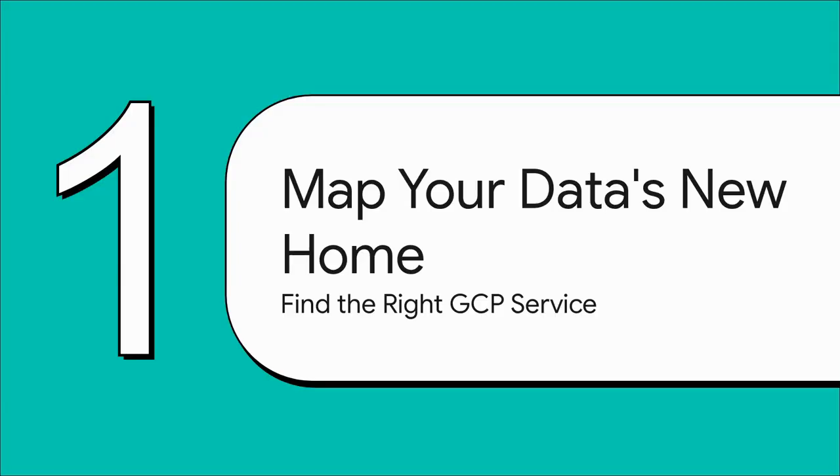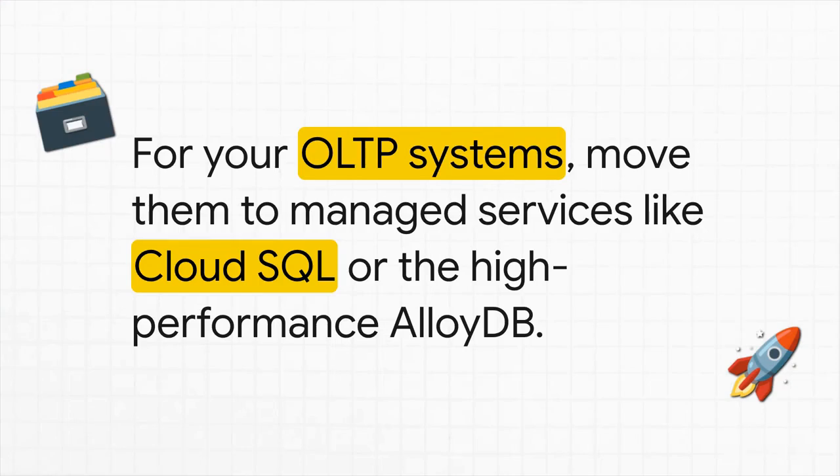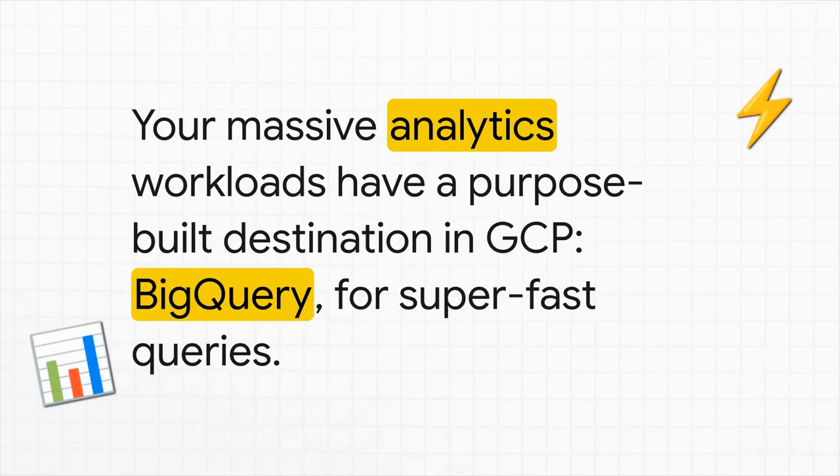Okay, first things first. Just like deciding which box is for the kitchen and which one's headed to the bedroom, we need to map our data to the right service in Google Cloud. This is all about matching the job to the right tool. So if you're running those classic applications with your standard relational databases, your OLTP systems that store everything in nice, neat tables, their new home is going to be a managed service like Cloud SQL or the super high-performance AlloyDB. The beauty of this is you get all the reliability and scale you need without the headache of managing the infrastructure yourself.